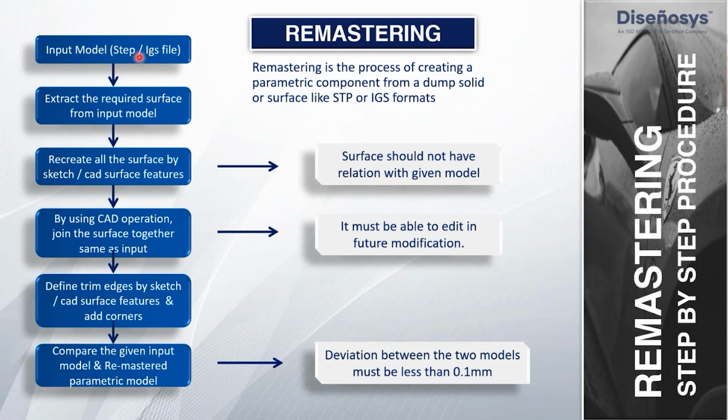If you want to become a design engineer, your tool test would be on remastering. Most of the tool tests, 90% of a tool test for freshers, would be on remastering. They give you a dump file, a STEP file, and from it you need to extract the required surface from the input model. Normally the surface wouldn't be used directly. In fact, we have to recreate the surfaces using sketches or lines, and after creating them, we join all the surfaces together.